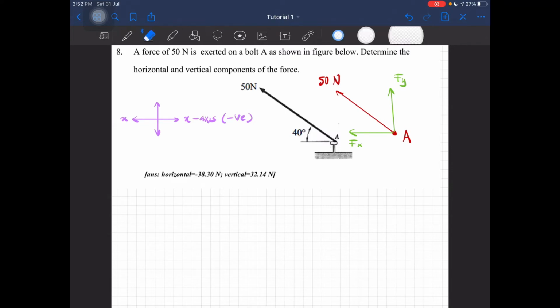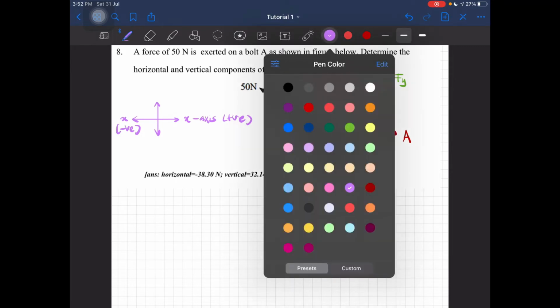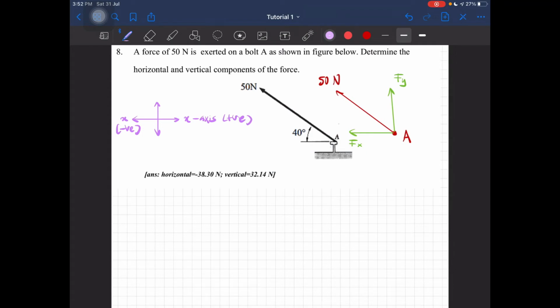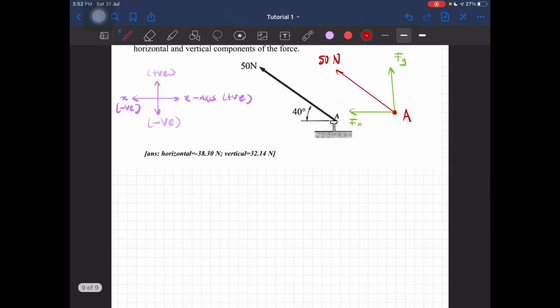And then positive, right? If it goes the other way around to the left, it will be negative. Okay, same applies to the vertical component. If it's going up, it is positive. If it's going down, it is negative. Okay, so make sure you understand that part. Okay, so now we can continue our solution.